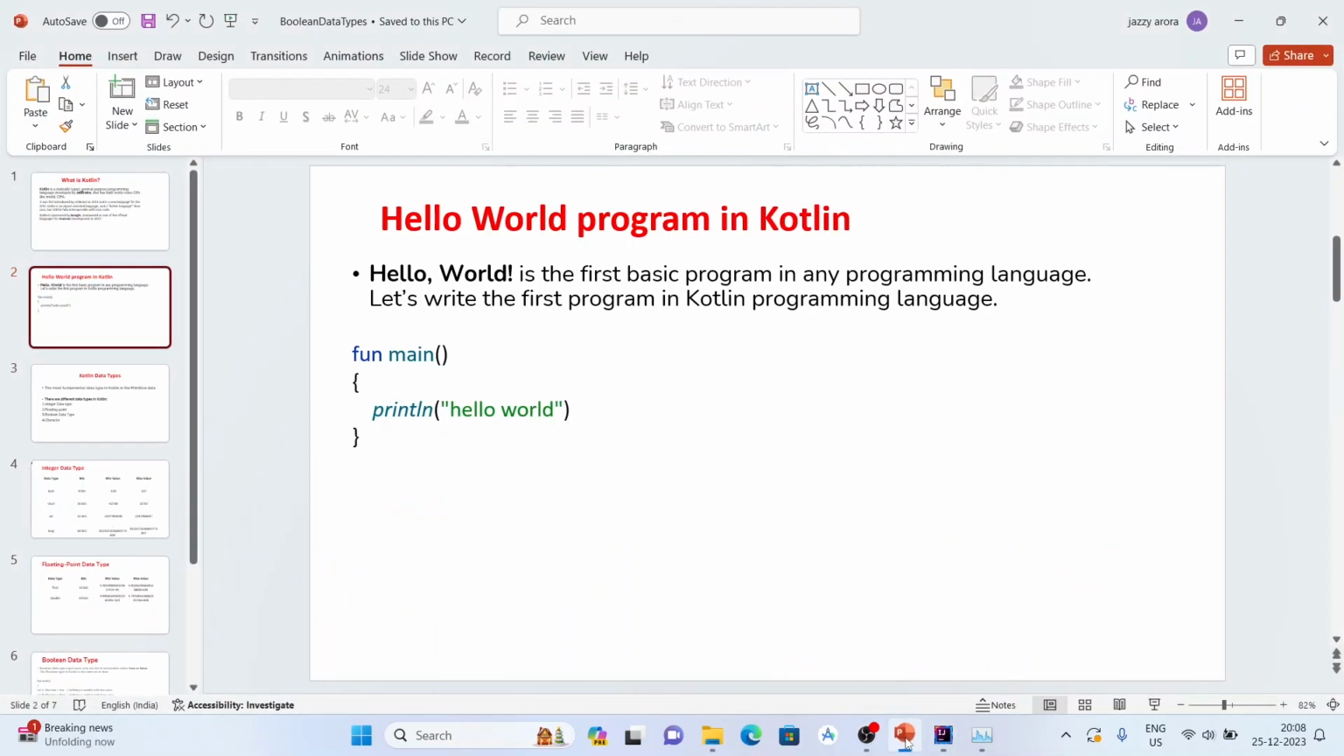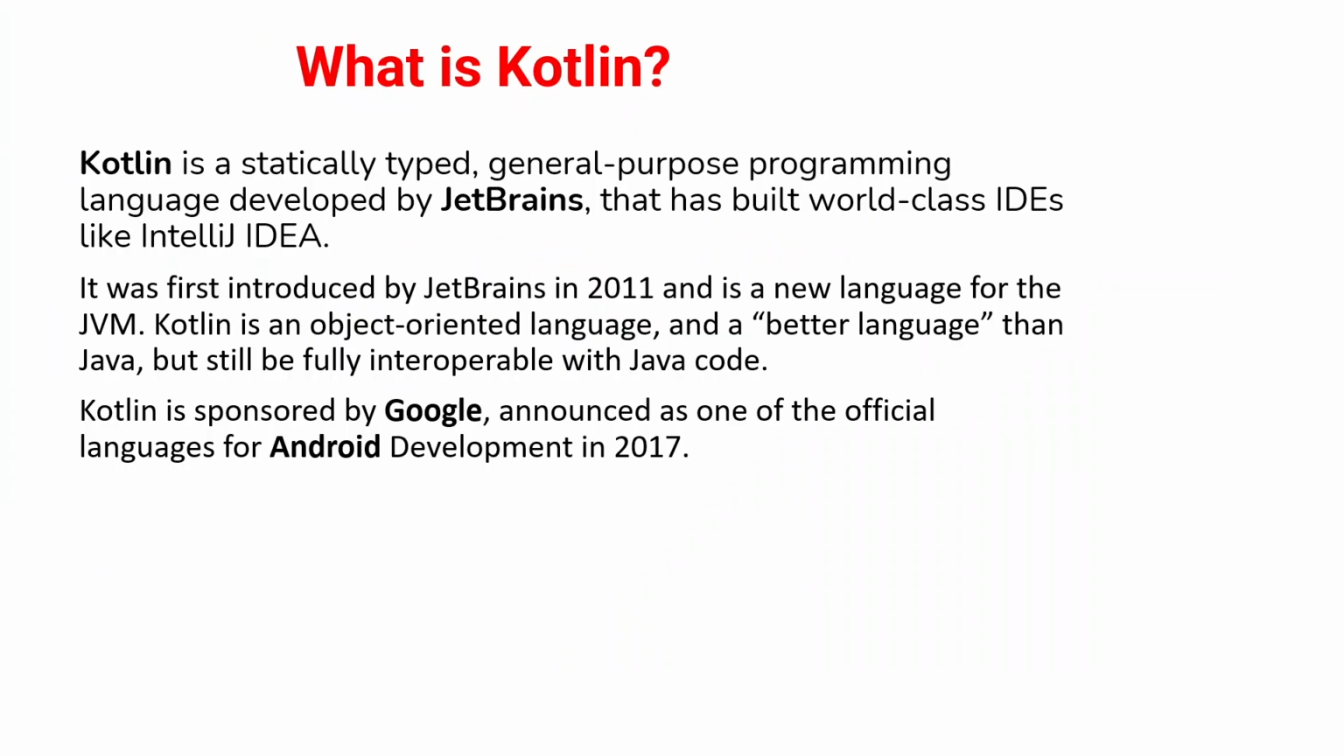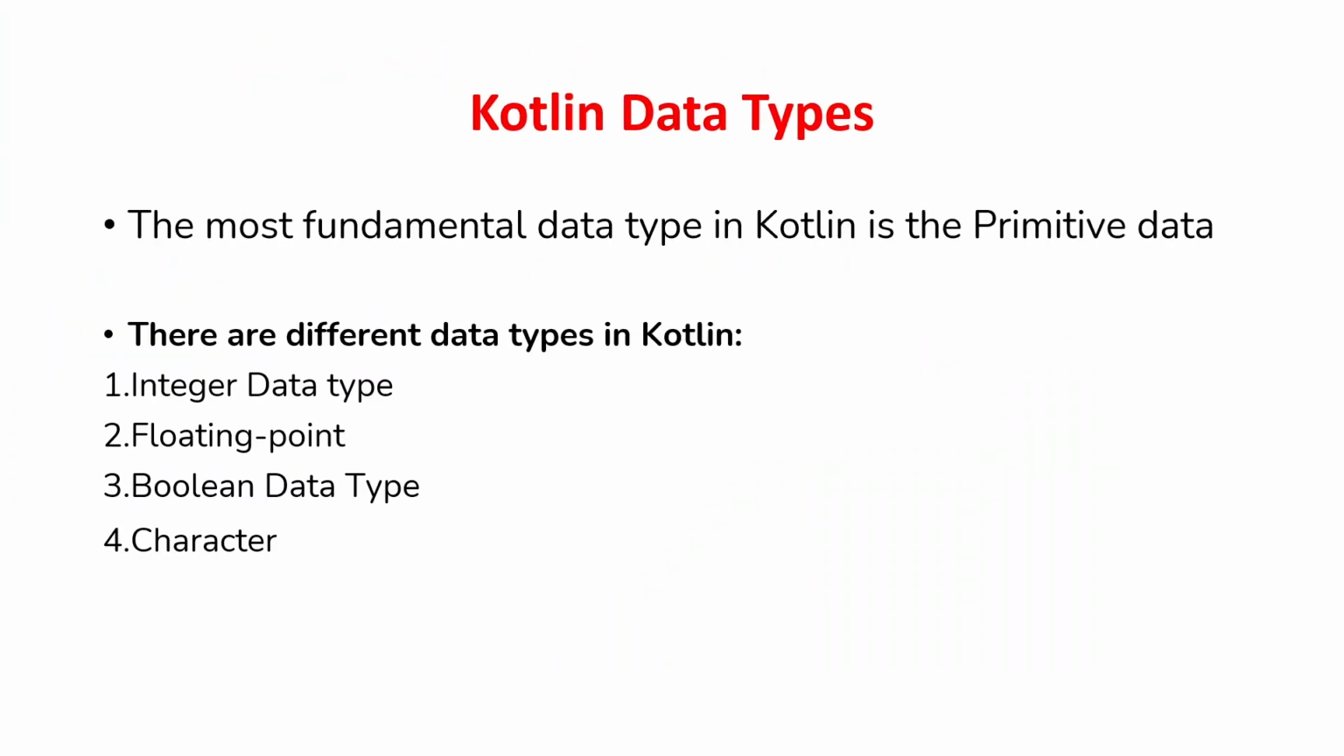Now back to the PPT. We have successfully created the hello world program. Now we move to the Kotlin data types. The most fundamental data type in Kotlin is the primitive data type. There are the following types of primitive data types in Kotlin. First one is integer data type, the second one is floating point, the third one is boolean data type, and the fourth one is character. Let's talk about each and every one in detail.